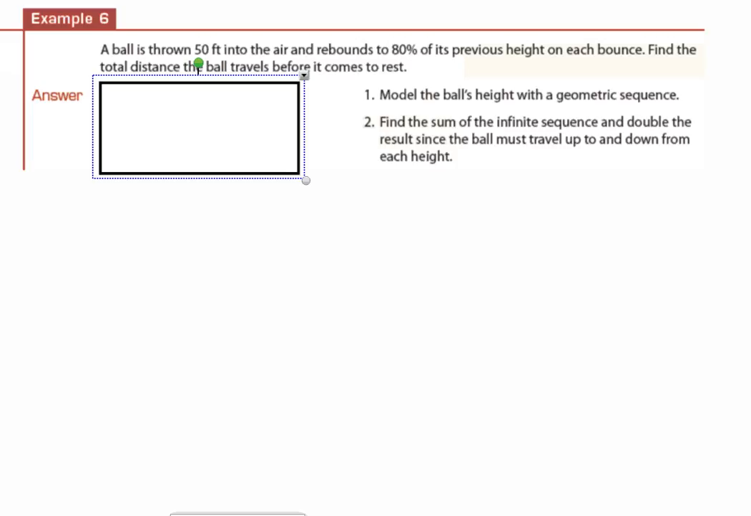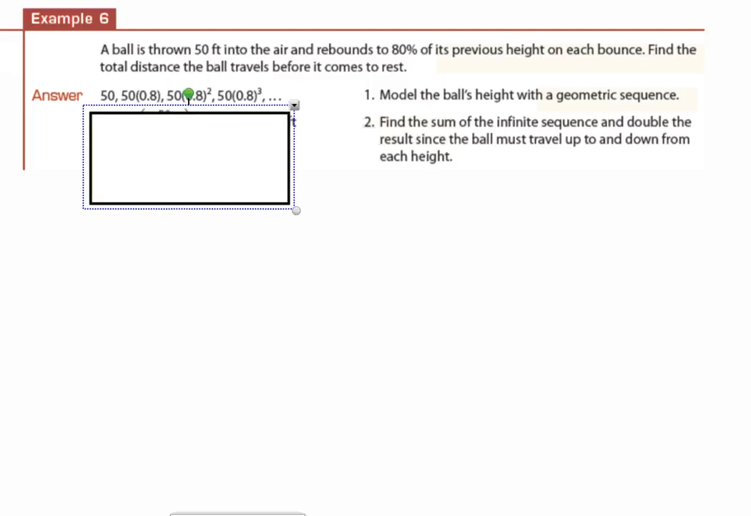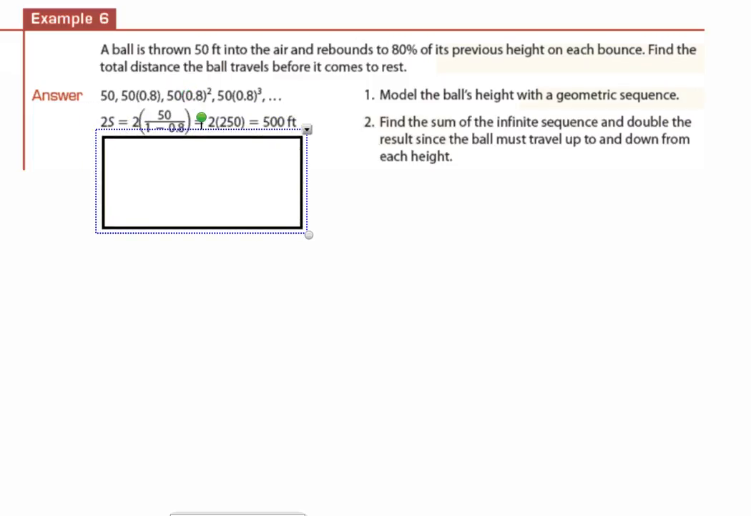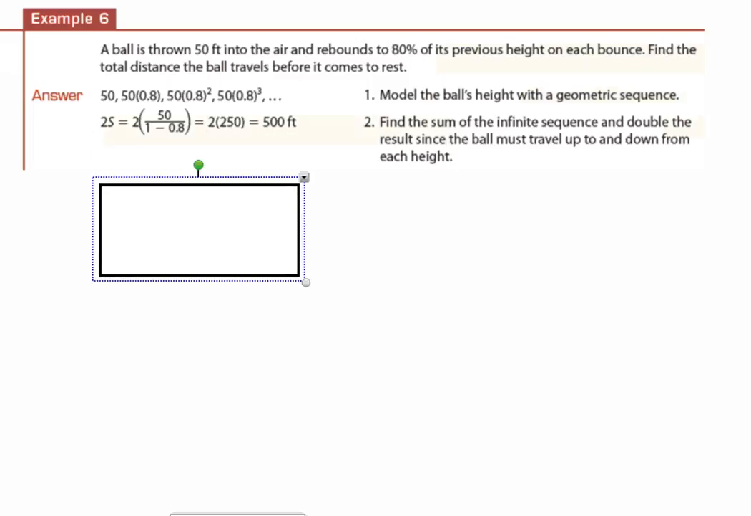All right, well, you can model this as a sequence. So you've got 50, then 50 times 0.8, right? 80%. Then 50 times 0.8 squared, then 50 times 0.8 cubed, and on and on you go until finally you could figure out that the total is 500 feet. Why double? Because the ball travels up and down each time, right? Up and down, up and down. Double the whole distance, 500 feet. I thought that was an interesting problem.